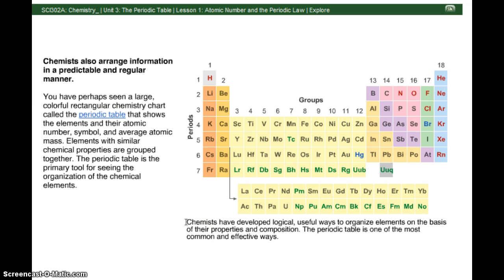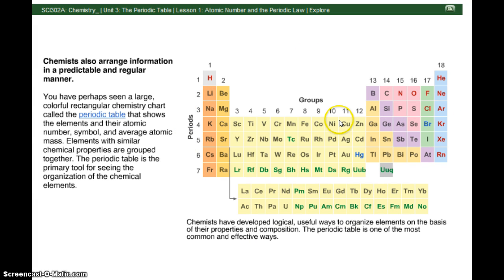Chemists also arrange information in a predictable and regular manner. You have perhaps seen a large, colorful, rectangular chemistry chart called the periodic table that shows the elements and their atomic number, symbol, and average atomic mass. Elements with similar chemical properties are grouped together. The periodic table is the primary tool for seeing the organization of the chemical elements.